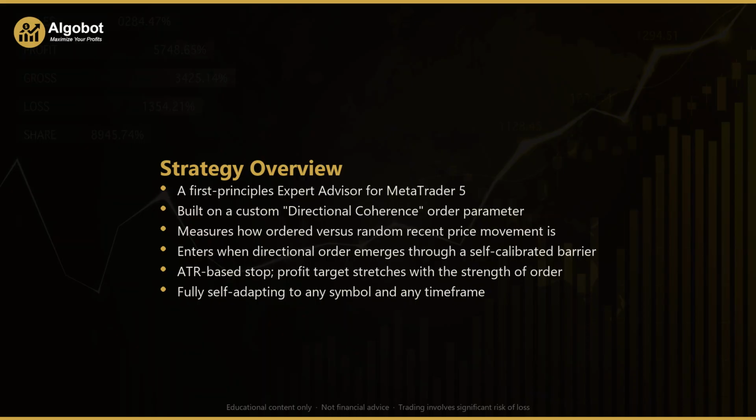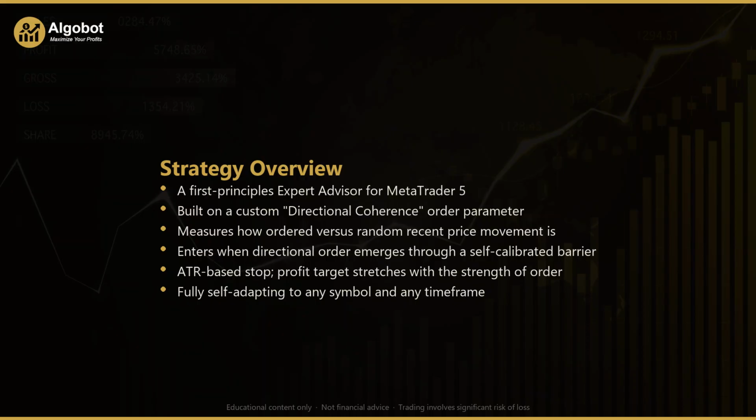Every time a bar closes, the strategy checks whether it closed higher or lower than the bar before it, and records only the direction, a plus or a minus. Over a window of these directional signs, it counts how many times the direction flips back and forth. A purely random market flips about half the time. When flips become rare, price is moving in long, coherent runs, and the strategy calls that an ordered regime. When flips are everywhere, the market is choppy and disordered.